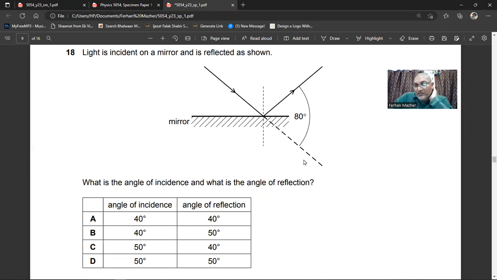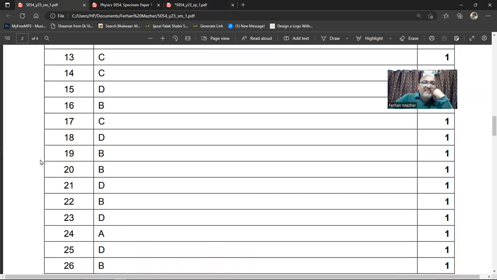Because this is a straight line, if you remember your mathematics, the sum of the adjacent angles on a straight line is equal to 180. So if this angle is 80, so this whole angle will be 180 minus 80, and that will be 100. So because the angle of incidence and angle of reflection are both equal to each other, this angle, which is 100, if you divide into two equal parts, then 100 divided by 2, that would be 50, 50. It means that the angle of incidence is 50, and the angle of reflection is also 50. So I think D is the right answer, sir. Question number 18, D is the right option.